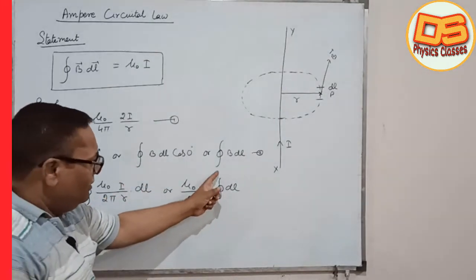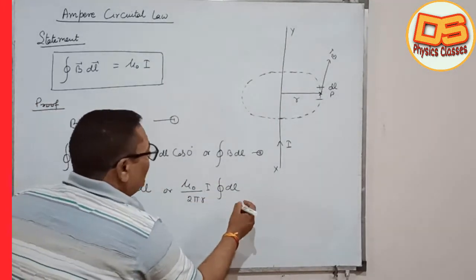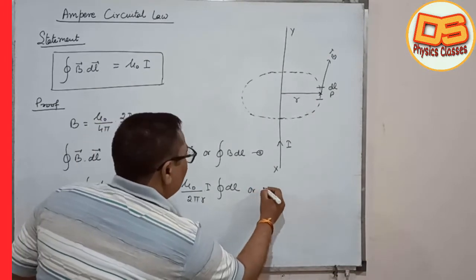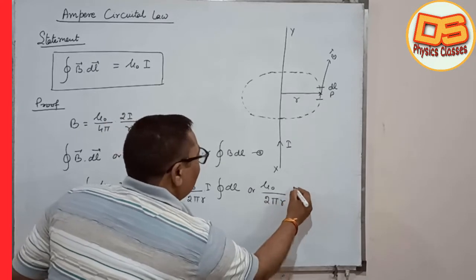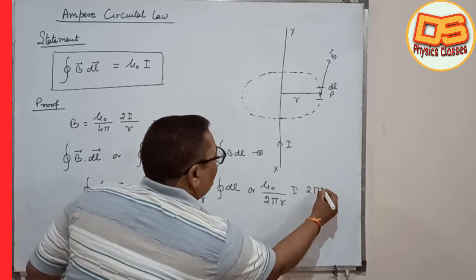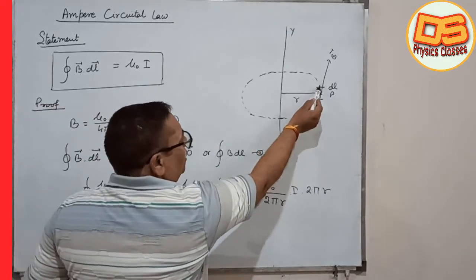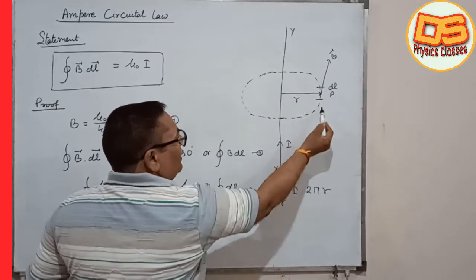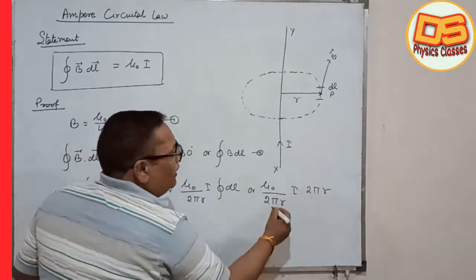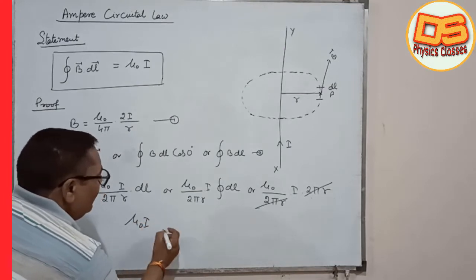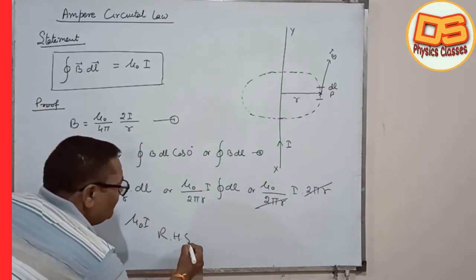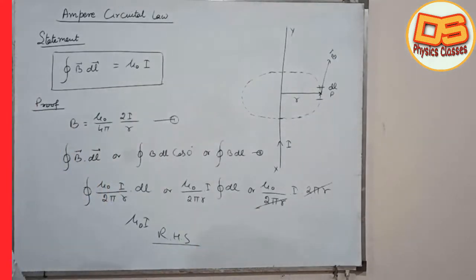And this closed loop integral of dl will be equal to mu 0 upon 2 pi r, I, and this is 2 pi r. Reason: the total circumference of the closed loop is 2 pi r. So 2 pi r cancels with 2 pi r, and this is mu 0 I. This is the RHS of Ampere's circuital law. This is the statement and proof of Ampere's circuital law.